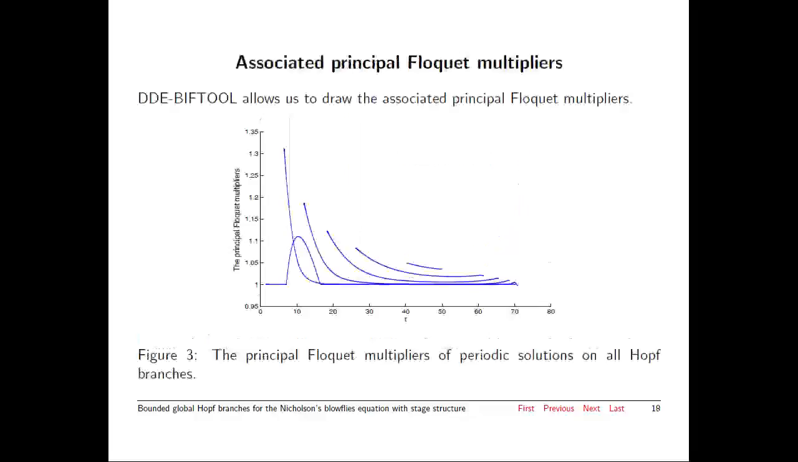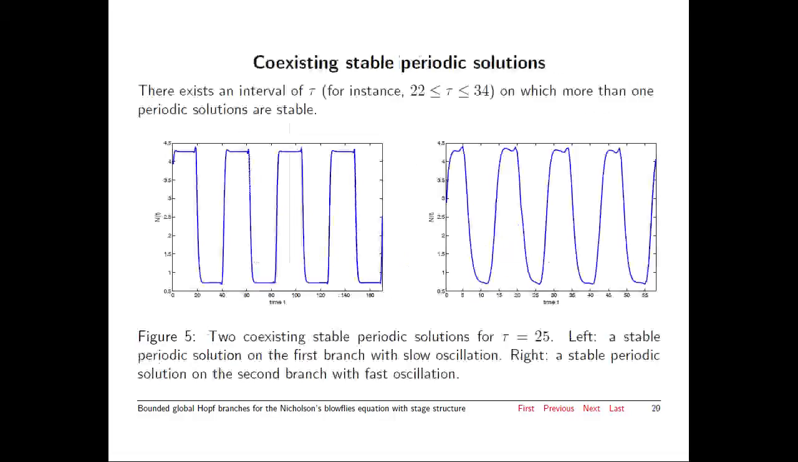You can see here around 25 we have four periodic solutions. We have two stable periodic solutions and two unstable periodic solutions on the third branch and the fourth branch. And here we've got the coexistence of stable periodic solutions. Even though we cannot get theoretical results, at least we got some numerical results. And we chose lots of sets of parameters and can always get this result.